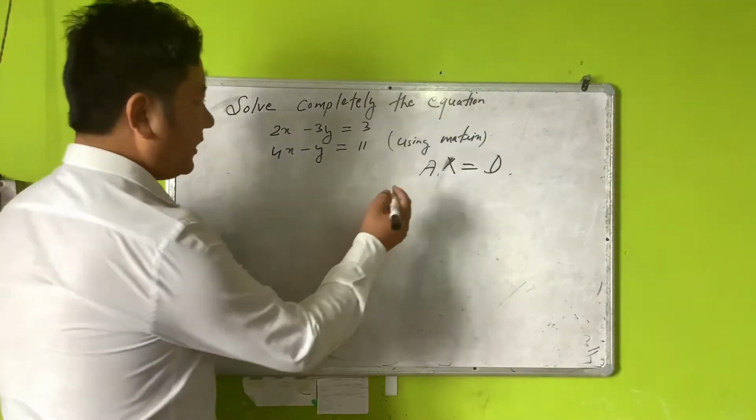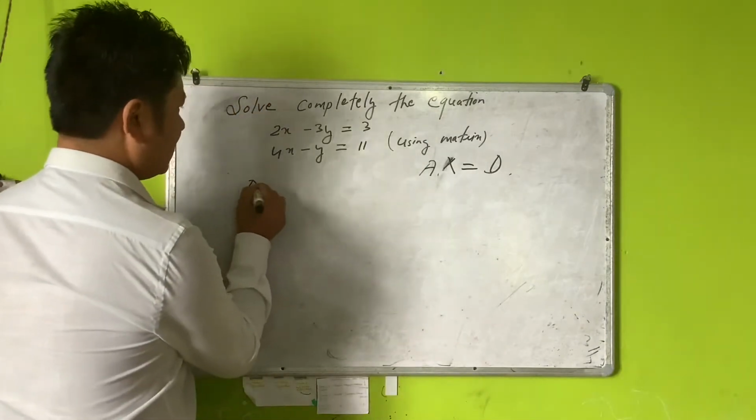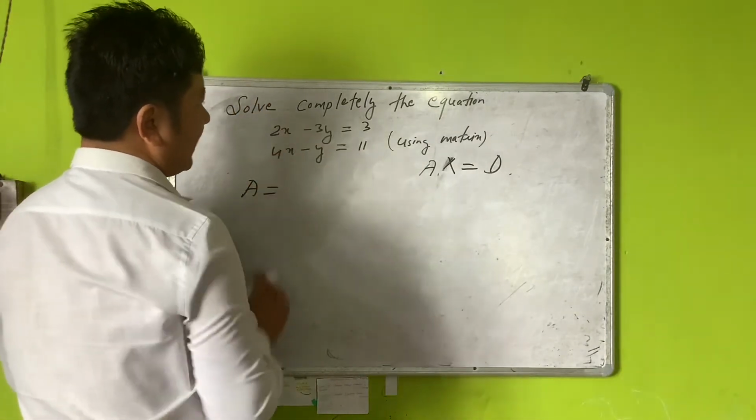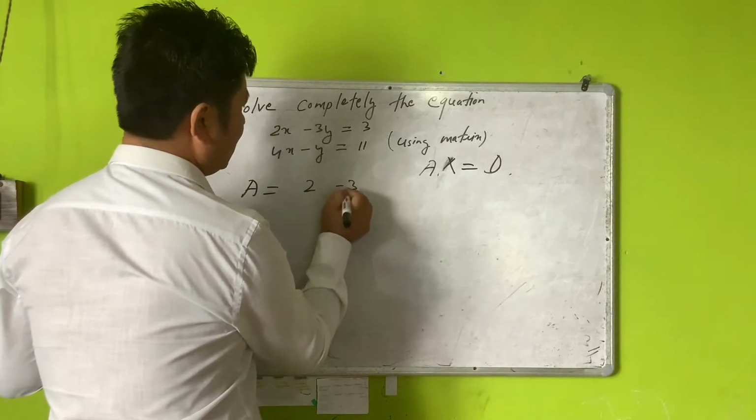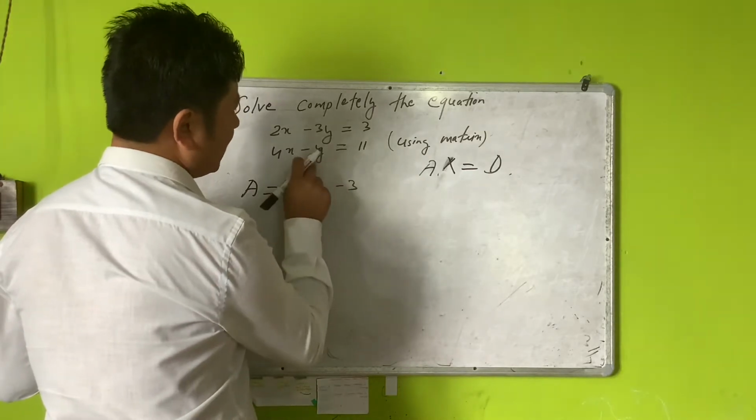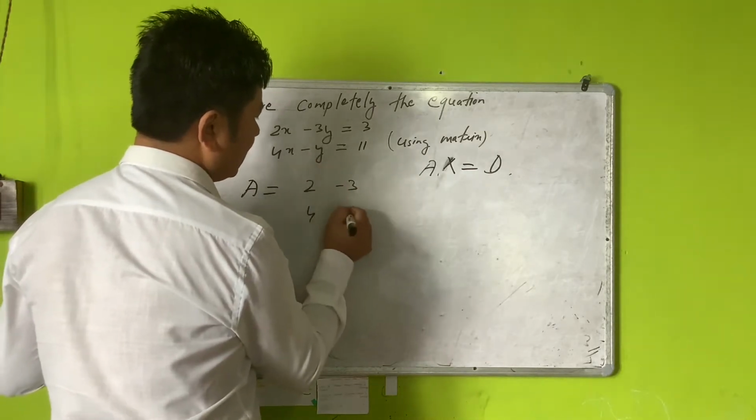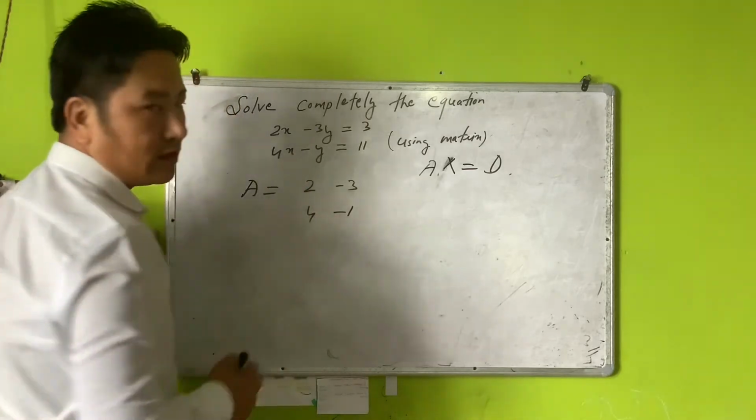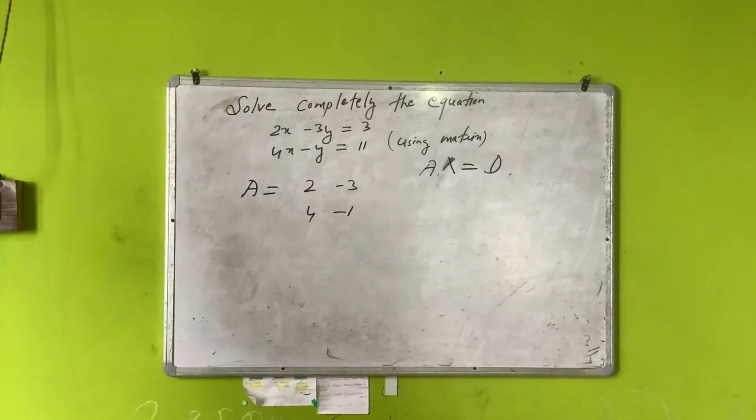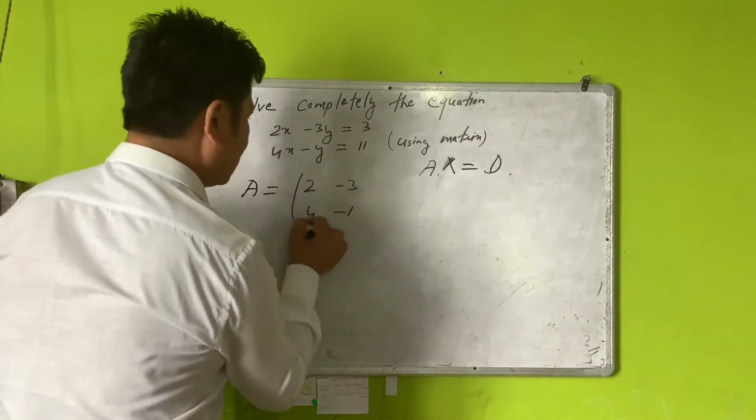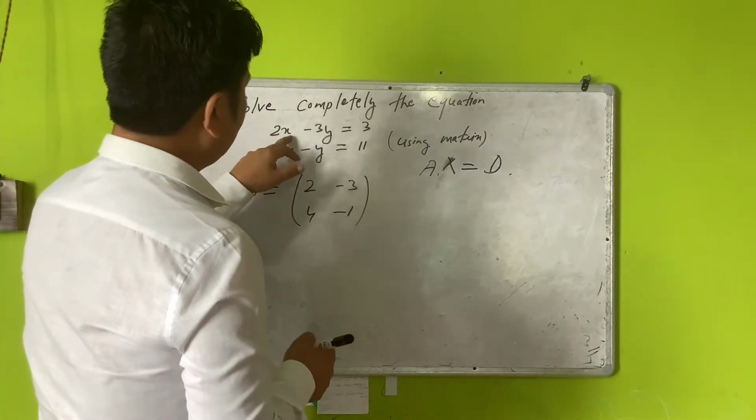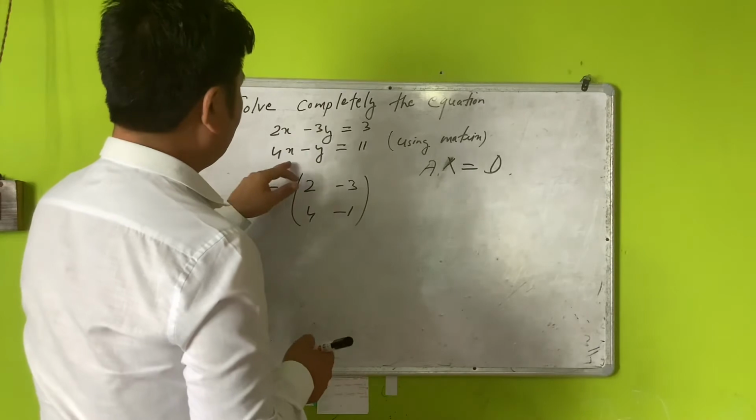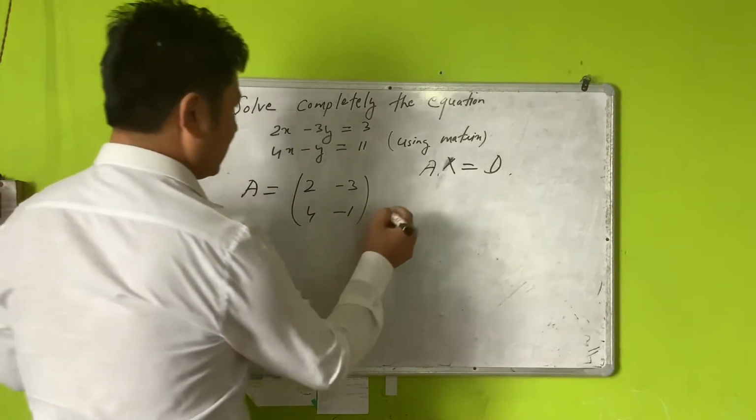So where A is this matrix of coefficients: 2, -3, 4. Where there is no coefficient, it is -1, so minus is there, and that is why I have written -1. So this is A, okay? This is the matrix of coefficients. These are its coefficients: 3, 4.